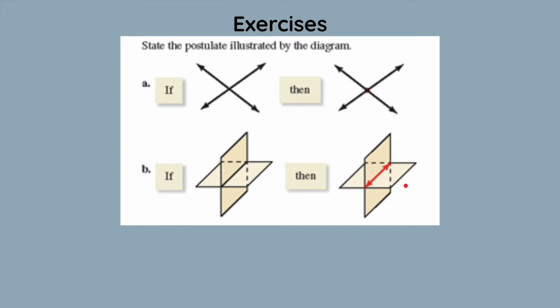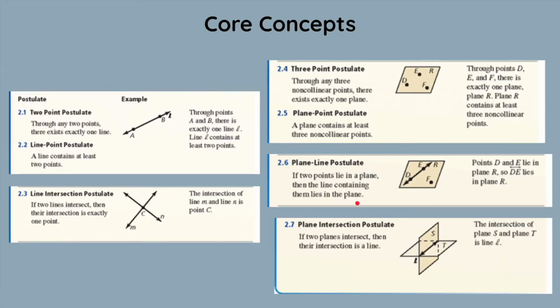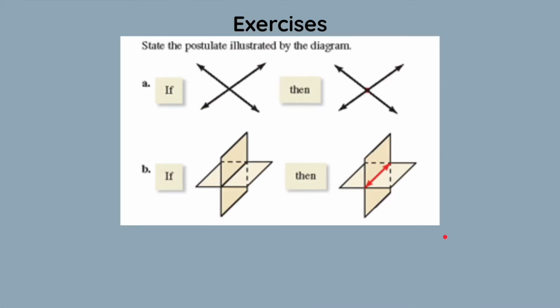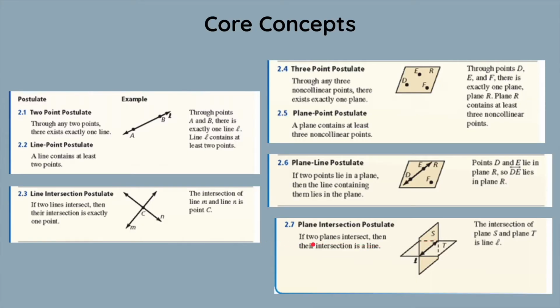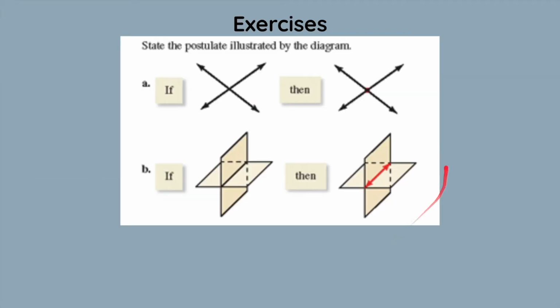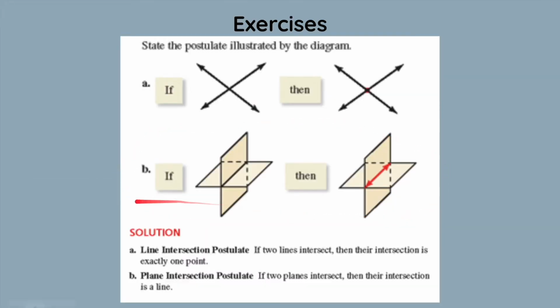Next, when we look at B, we have 2 planes intersecting each other, and then we see the same image, but there is a line showing at their intersection. So let's look back at the postulates again, and it's going to be this one because the image is very similar, and we can read it, and it says if 2 planes intersect, then their intersection is a line, and that's exactly what the picture is depicting. So here are the answers.